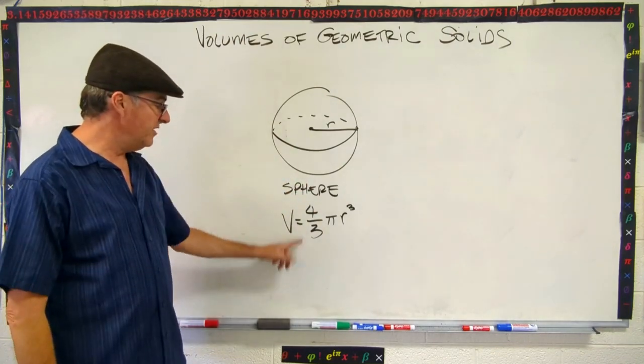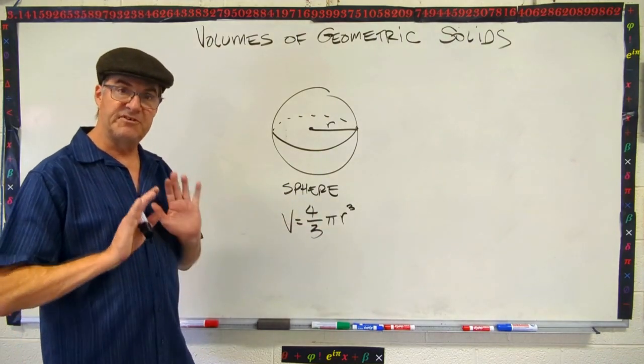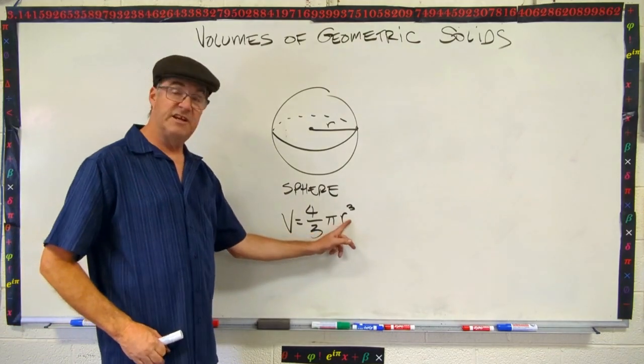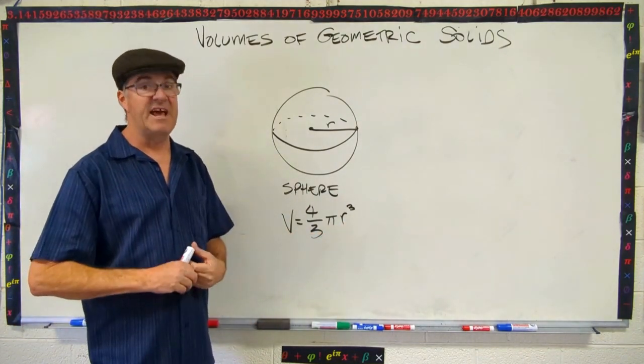Now here's the volume formula. 4/3 pi r cubed. Simple, simple, simple. If I tell you the volume of a sphere, you should be able to back calculate to get to the radius, or if I tell you the radius, you should be able to get the volume nice and fast.